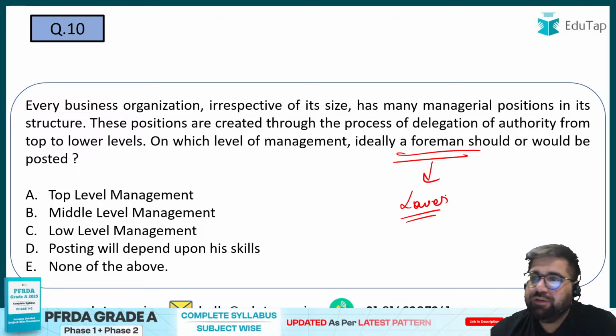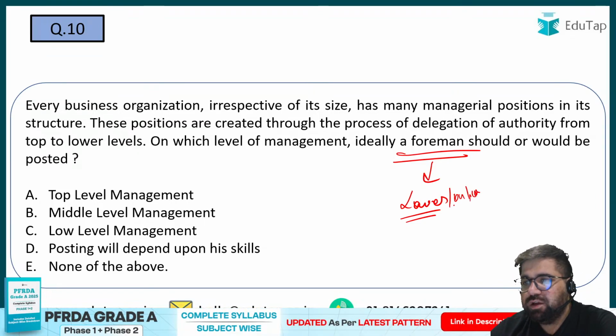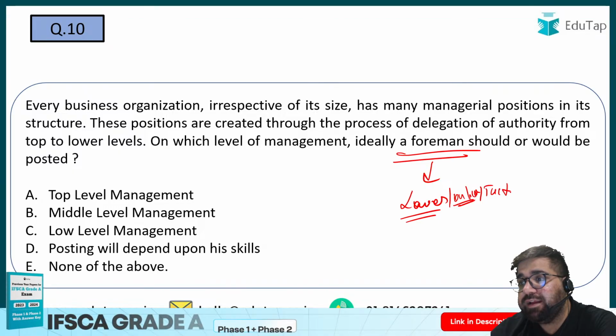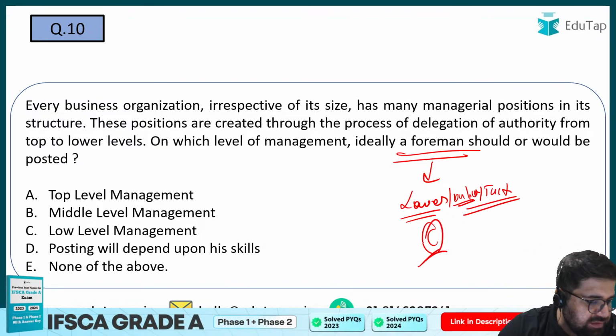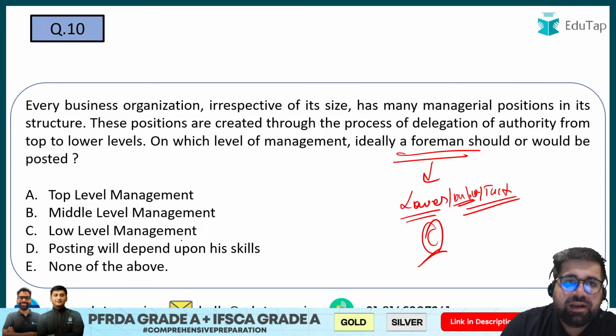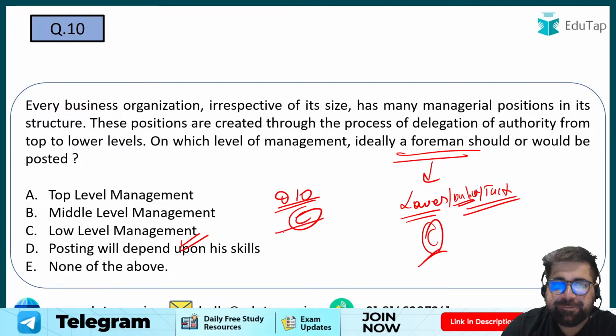Foreman basically checks for your supervision. Lower level is also known as operational level. So in some books, it is also known as tactical level. So the correct answer over here will be option number C. Let me see the chat box. What is the correct answer for question number 10, my friends? The answer has to be option number C.